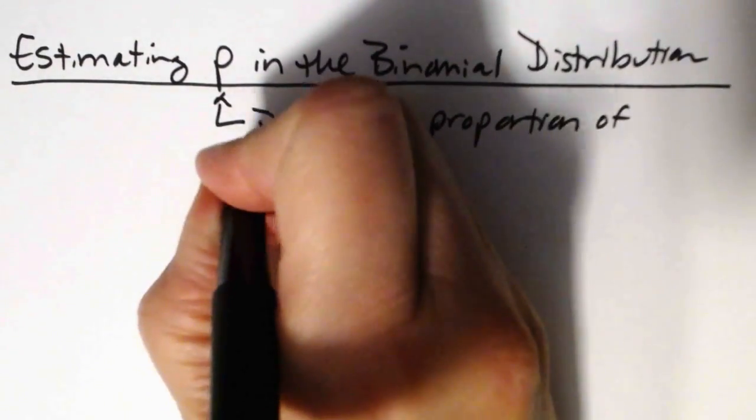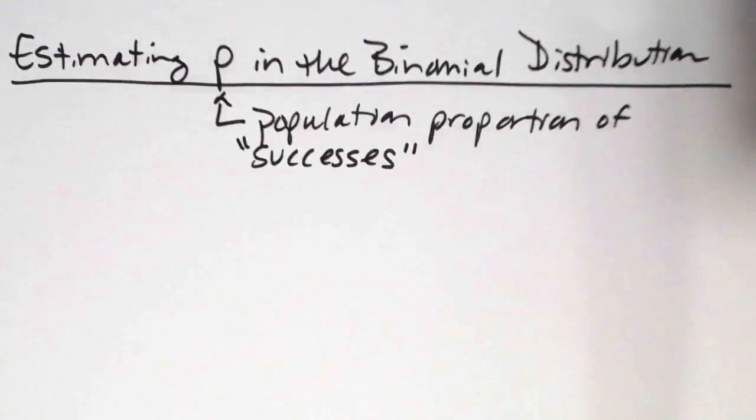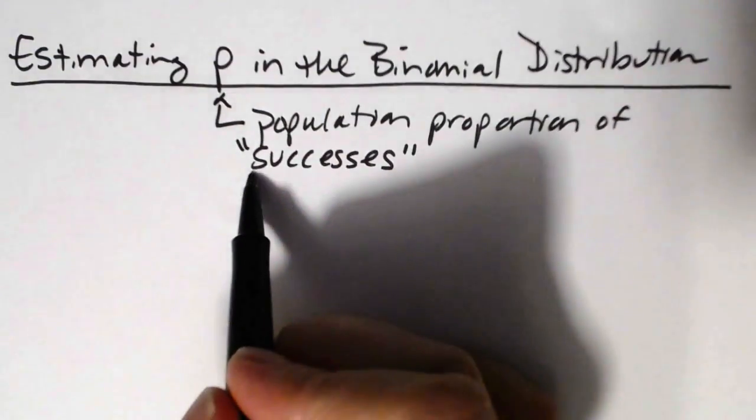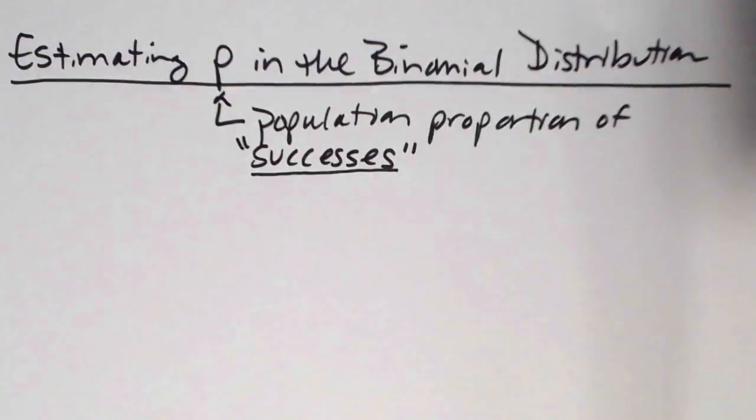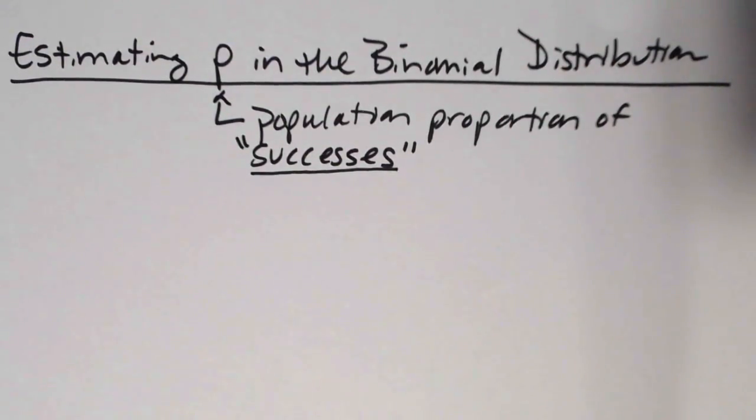Now remember here that successes are just the things that we're interested in. These may or may not be positive outcomes, but they are indicative of what it is that we're interested in studying. So whatever it is that the question is asking about, estimate the population proportion of blah, whatever that blah is, that is defined as a success, even if it is a negative outcome.